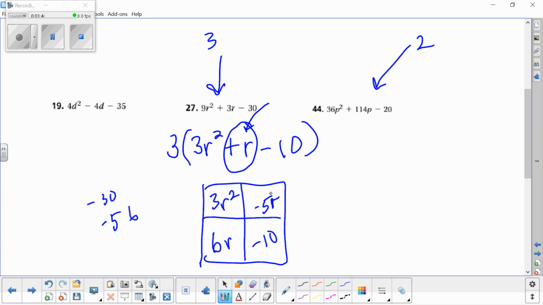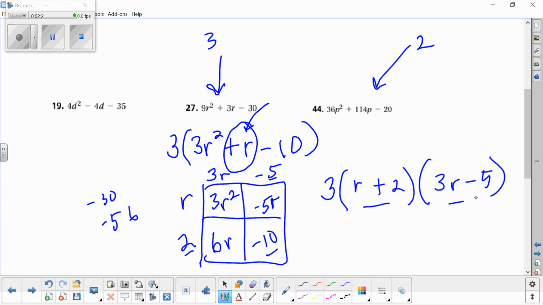Then I'm going to factor out the greatest common factor, which for the top row is r. And that would be 3r. And then that would have to be negative 5 to get negative 5r. And then 3r times 2 is 6r, and 2 times negative 5 is negative 10. That works. So your final answer is the original 3 that you factored out goes on the outside, r plus 2, and then 3r minus 5.